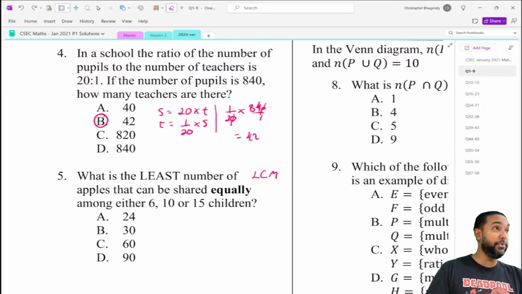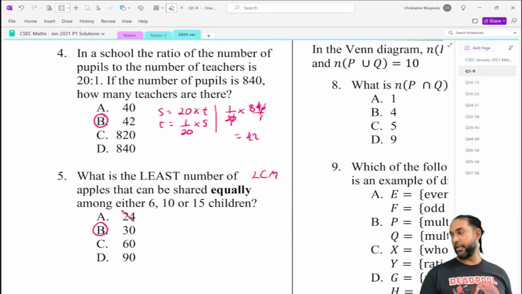But the other thing you could do here is use 10 as your guide. Why? Because every multiple of 10 will end in a 0. So we automatically know 24 is out of the game. Now, if it was 30, 30 could go into 6 how many times? 5 times. 30 into 10, 3 times. And 30 into 15, 2 times. All right, so 30 is the answer. Okay, cool. All right.